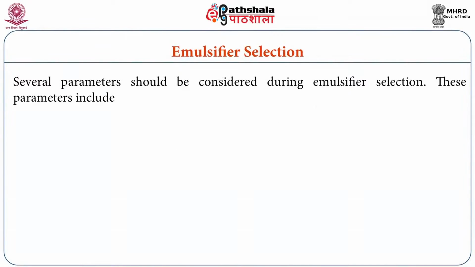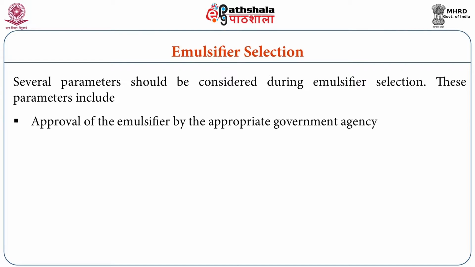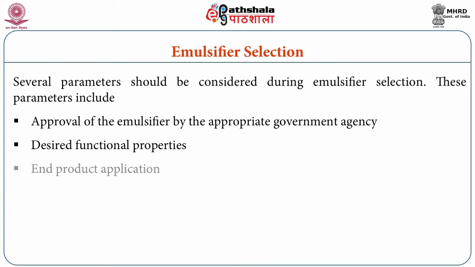Now coming to the emulsifier selection. Several parameters should be considered during the emulsifier selection, and these parameters include the approval of the emulsifier by appropriate government agencies. Also, it must possess some desirable functional properties. We are also interested in the end product application. The selection also depends on the processing parameters.